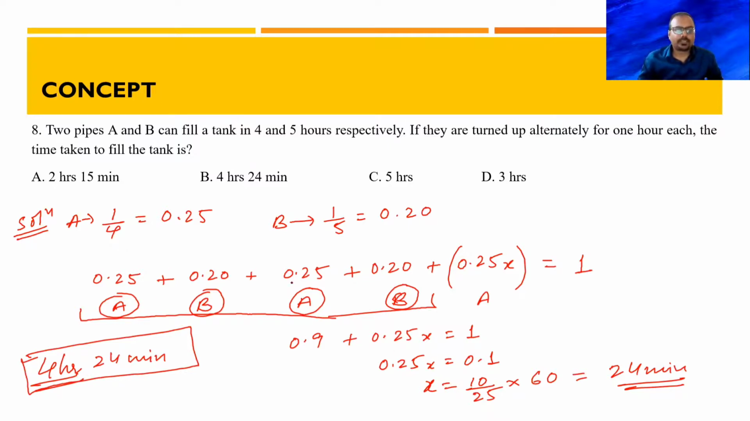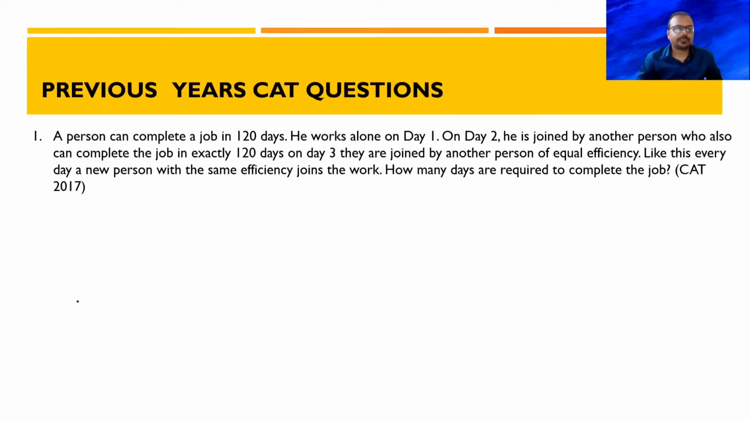Because in the first 4 hours, they are going to complete 0.9 work out of 1 work. So the remaining 0.1 work, A is going to do only in 24 minutes. So the answer of this question is option B, that is 4 hours and 24 minutes. So I hope you have understood the problems till now. So we'll do a few previous year CAT questions.